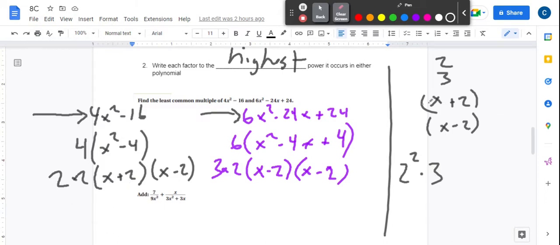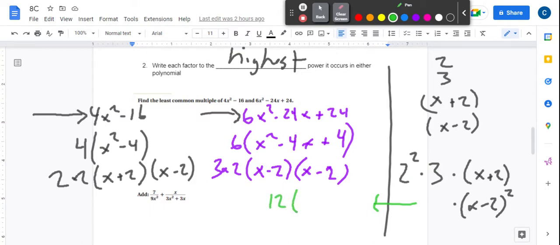Next, we have the x plus 2. We have one x plus 2 here, none here, so the one x plus 2 is going to win. And then lastly, we have one x minus 2 here, two x minus 2's there, so we're going to multiply two of the x minus 2's. So the least common multiple, if we simplify it down, is 2 squared times 3, which is 12, times x plus 2, times x minus 2 squared.